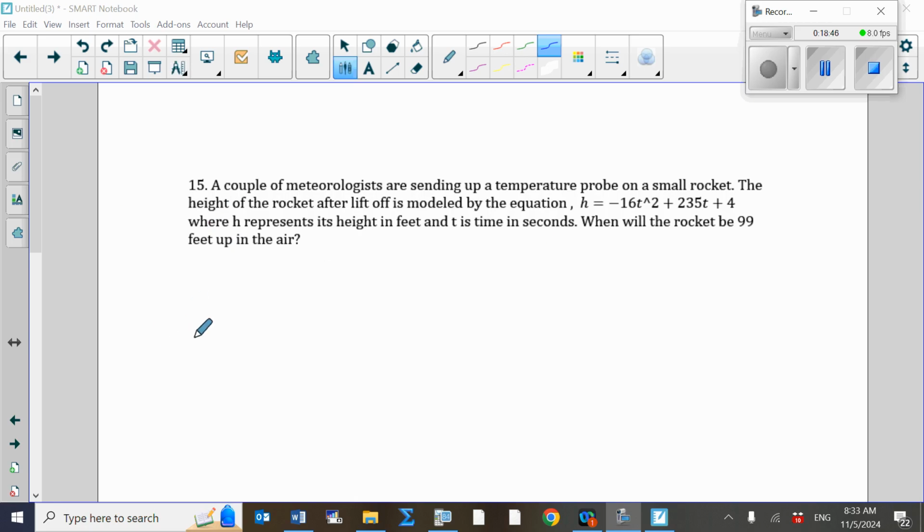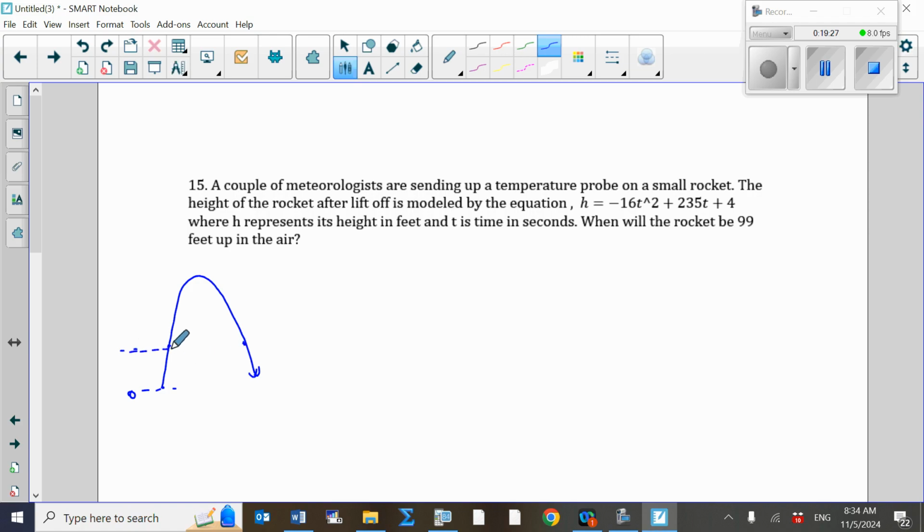So we know that if they send a rocket up in the air, it's going to go something like this, goes up and then comes back down. This is the direction of the movement of this rocket. Now it's asking at what point the height is 99. So let's say here the height is 0. When it's 99, it's going up, and let's say at this point the height is 99. But it could be also at this point, because it goes up and then comes back. This point also could be 99.